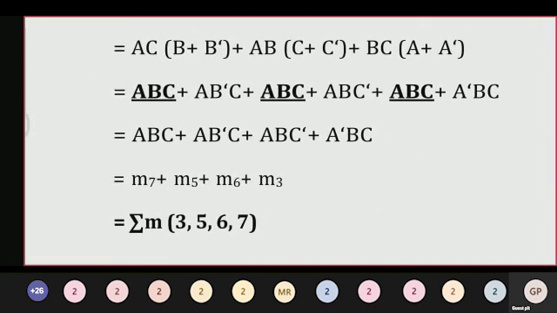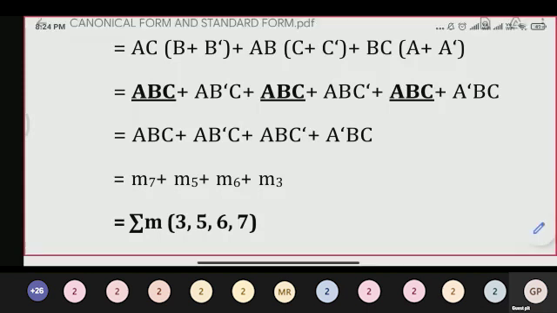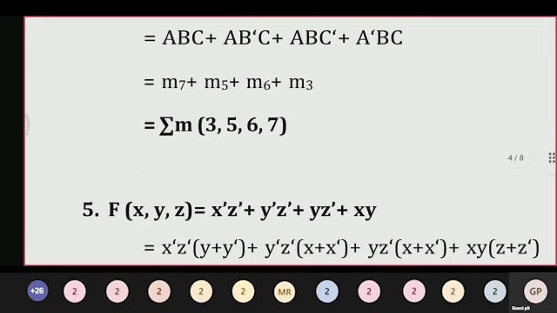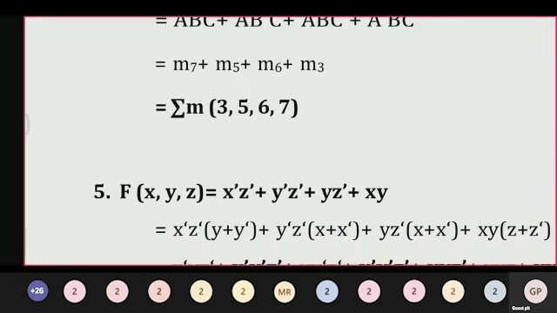1, 0, 1 corresponds to the minterm M5, and the next product term ABC bar is nothing but 1, 1, 0. 1, 1, 0 is nothing but M6, and A bar BC is 0, 1, 1. This corresponds to the minterm M3. Finally, you are having summation of minterms 3, 5, 6, 7.